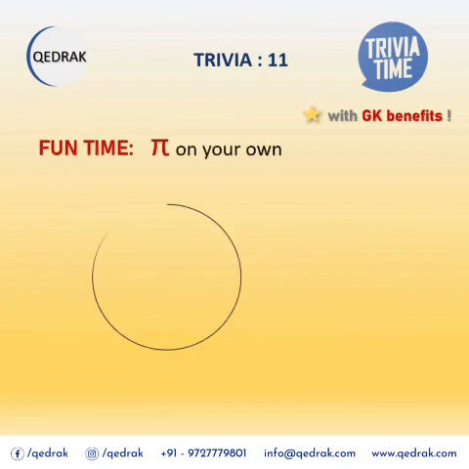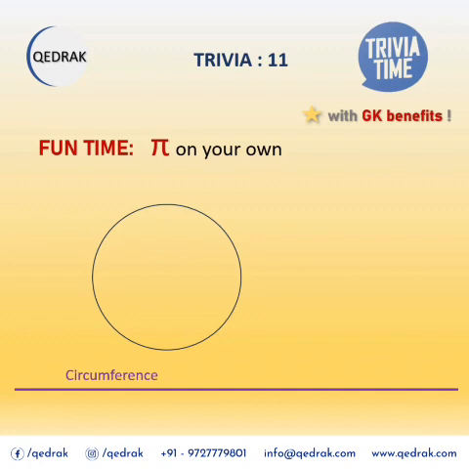Time now for you to try something with pi. Using a compass, draw a circle. Take one piece of string and place it on top of the circle exactly once around. Now straighten out the string. Its length is called the circumference of the circle. Measure the circumference with a ruler.